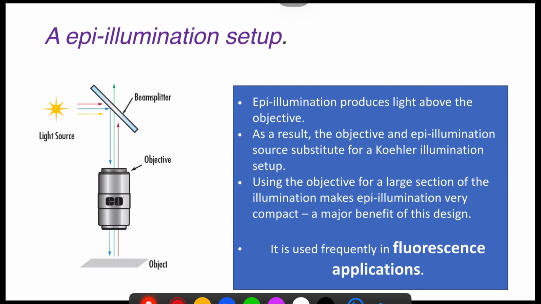Third is epi illumination setup. So here the light source is above the objective. So what happens? The objective and epi illumination source substitute for a color illumination setup, and using the objective for a large section of the illumination makes epi illumination very compact, and this is a major benefit of this design, and this is used for fluorescence application.